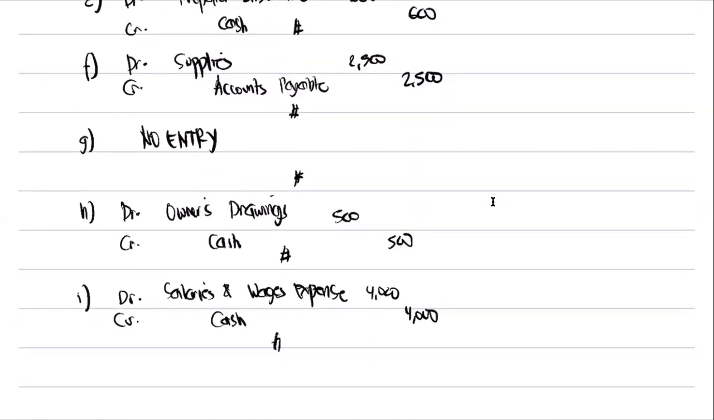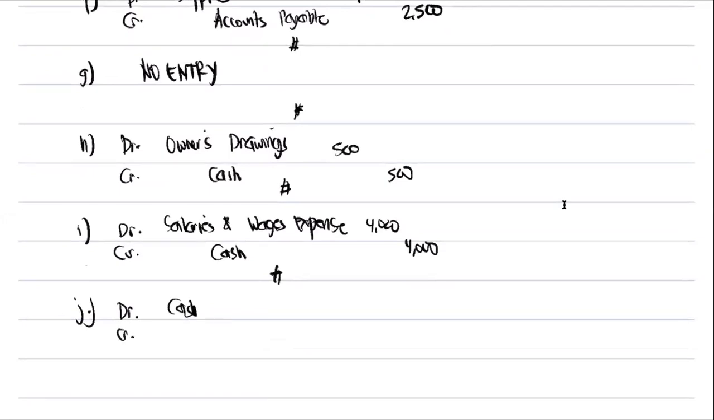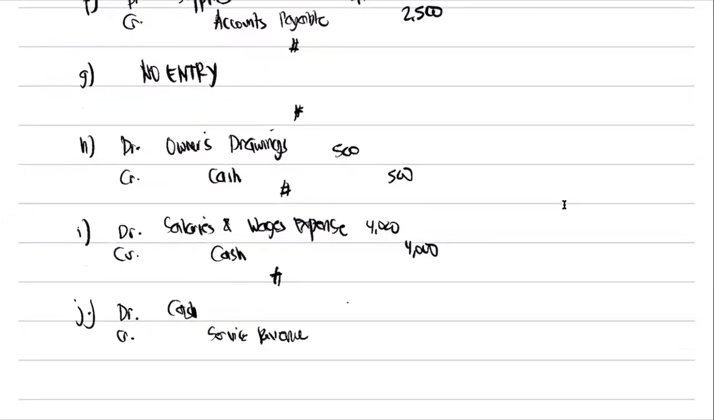And last transaction, letter J. On October 31, Pioneer receives 10,000 in cash from Copra Company for advertising services provided in October. So our entry here is a debit to cash and a credit to service revenue amounting to 10,000 pesos. Okay, so those are the entries.